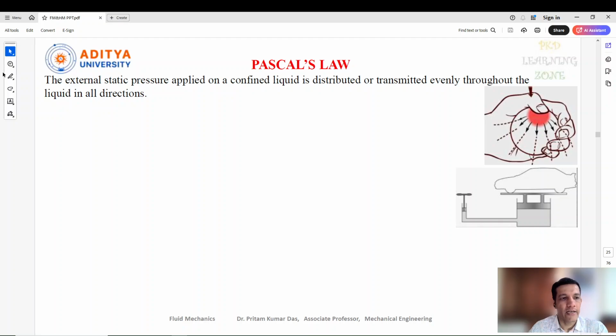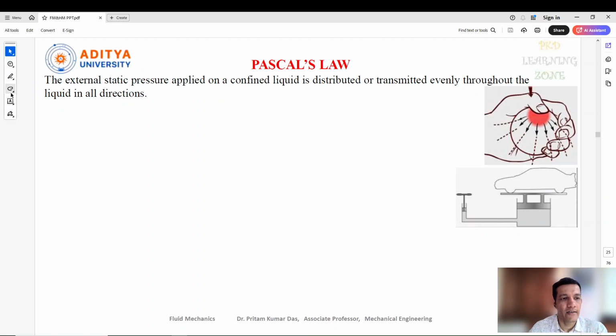Let's consider a static liquid, and if you apply a pressure on any one point of the liquid, that pressure will be applied in all directions equally, with equal intensity.